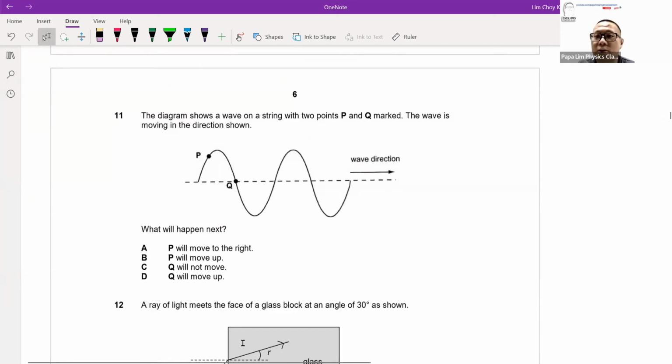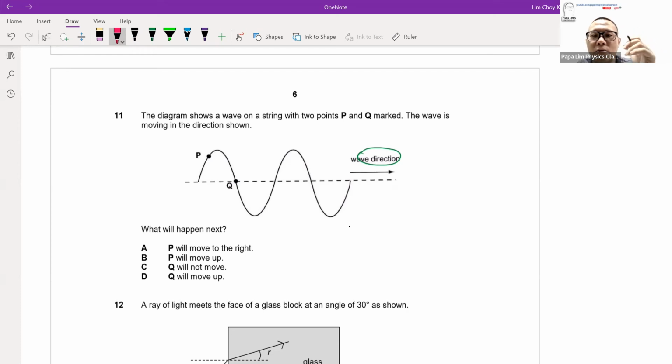Question 11 is quite a common question that we see in the exam paper, looking at the motion of the particle. The technique is always the same: you take note of the wave direction. At this particular instance, the question says the wave is moving to the right. So how do we identify the movement of P and Q? We look at the next instant, maybe 0.1 second later.